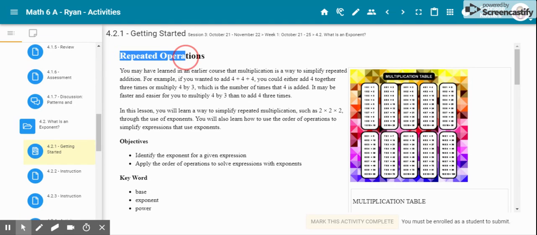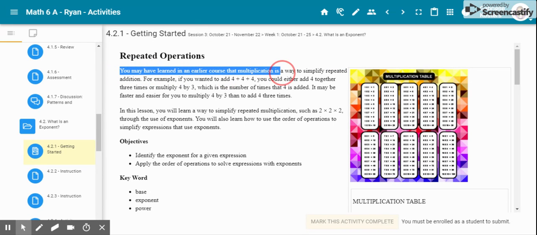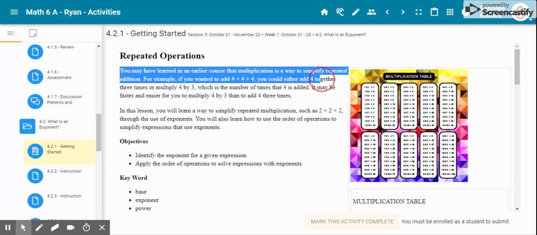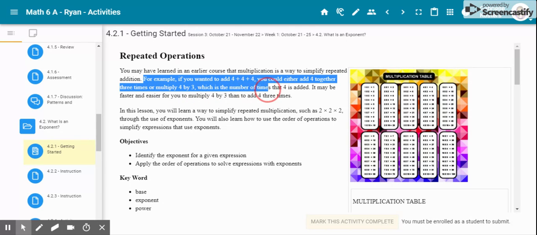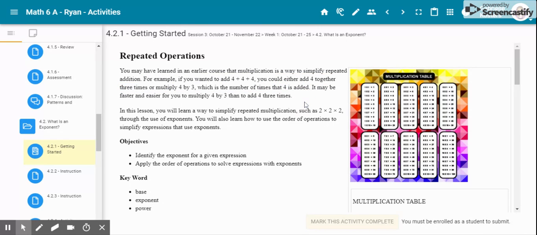So we're talking about starting with repeated operations. So let's read through this. You may have learned in an earlier course that multiplication is a way to simplify repeated addition. For example, if you wanted to add 4 plus 4 plus 4, you could add 4 together 3 times or multiply 4 by 3, which is the number of times that 4 is added. It may be faster and easier for you to multiply 4 by 3 than to add 4 3 times.